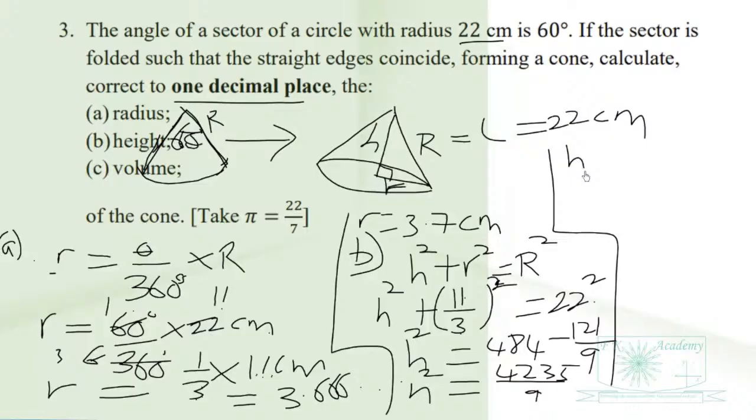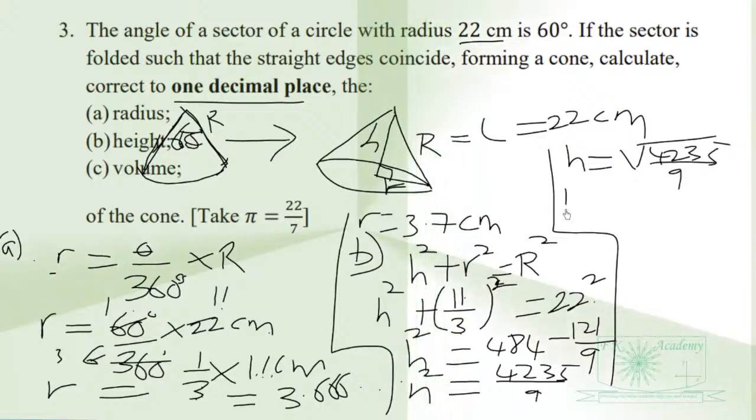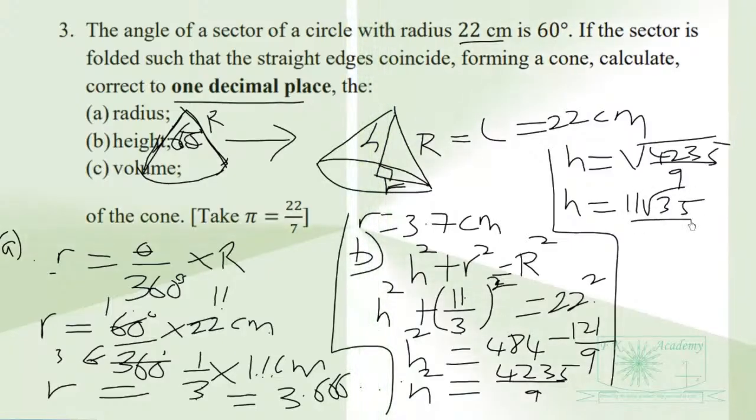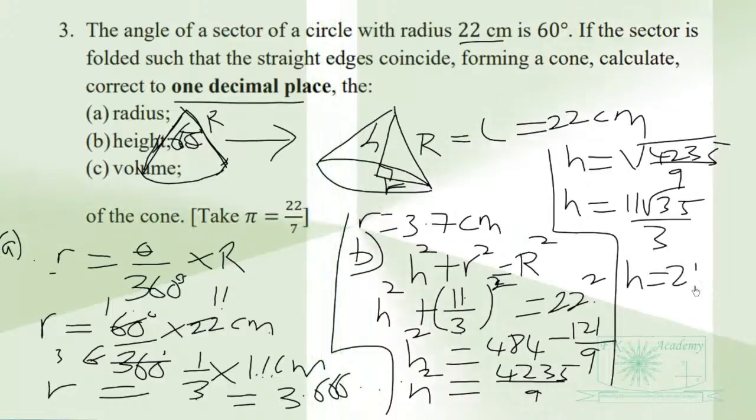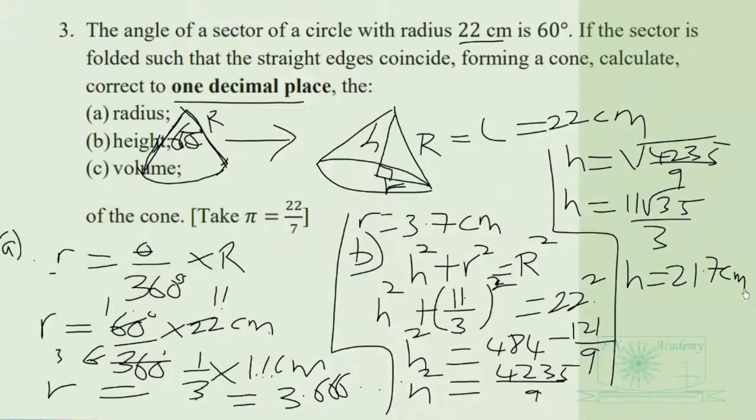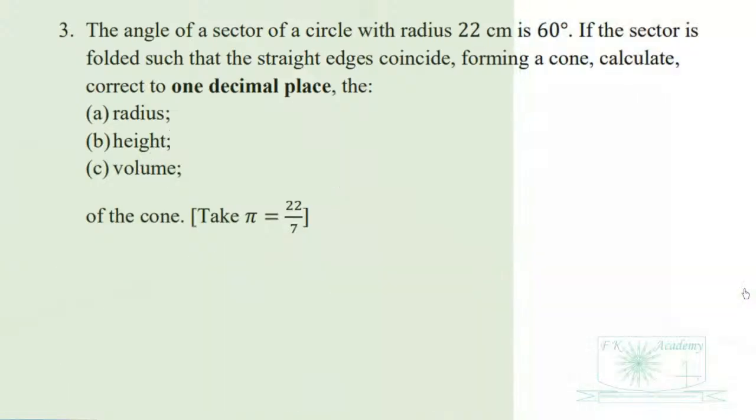So h will be equal to square root of 4235 over 9, which will give us 11 root 35 over 3. And this will simplify to 21.7 centimeters. Now let's find the volume of the cone.